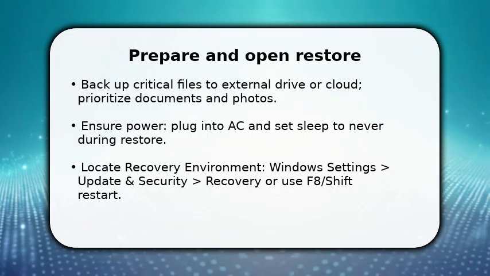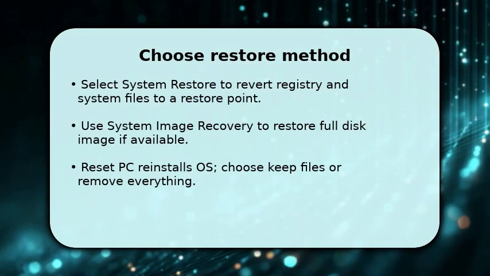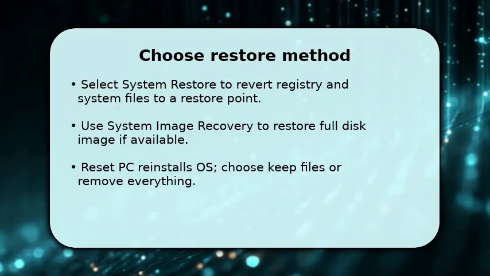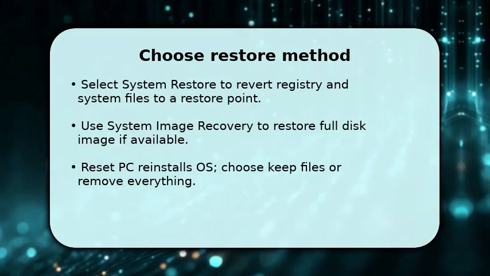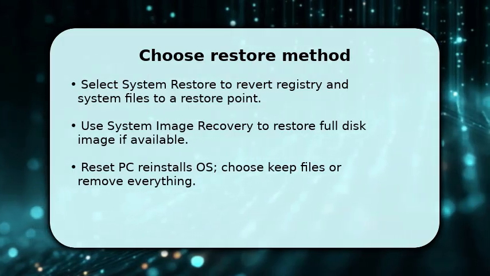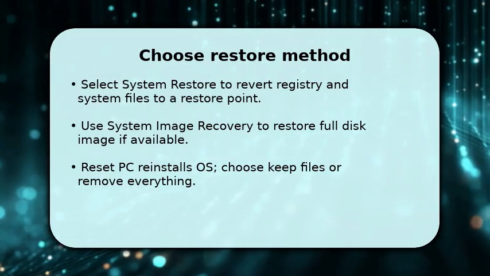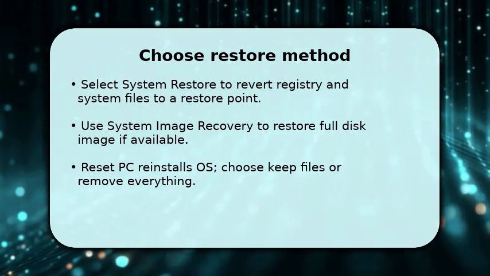Now you choose how deep the repair must be. If you have a recent restore point, pick System Restore to revert system files and settings without affecting personal files. This is faster and safer. If you previously created a full system image, select System Image Recovery to overwrite the disk and return everything to that exact state. If problems persist, choose Reset this PC.